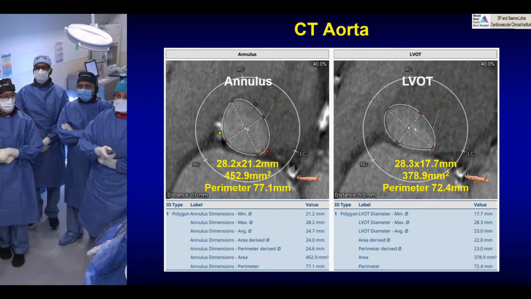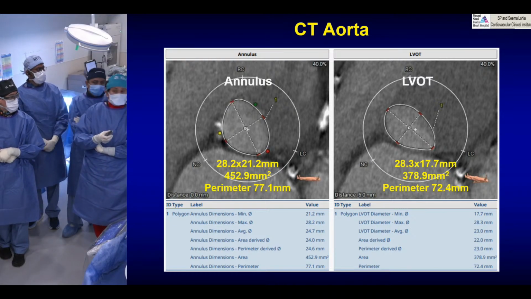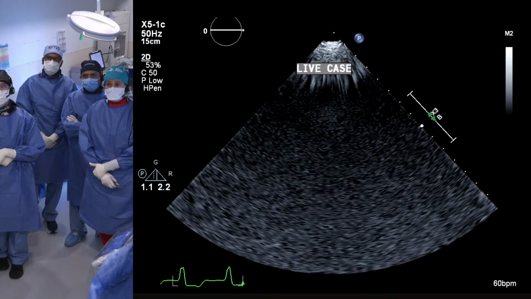So this is what the CT scan showed. You have the echo? Yes. Yeah, let us show the echo first, before we go to the CT. Yes. Thank you, Dr. Kini.